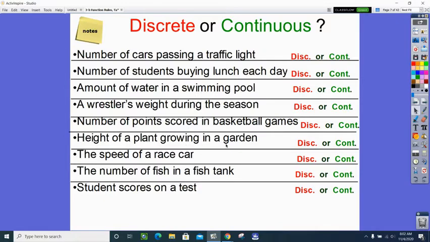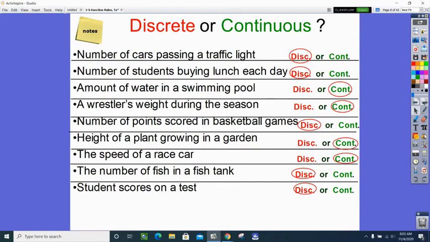The height of a plant as it grows in your garden would be continuous. The speed of a race car would be continuous. The number of fish in a fish tank, discrete. And student scores on a test would also be discrete. So even though you might see on a quiz a 78.5%, and you say, oh, well, there's a 0.5, you can't get like a 79.023. So we jump, at least in my class, by half points. So that would be discrete.